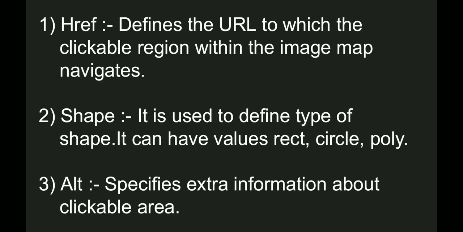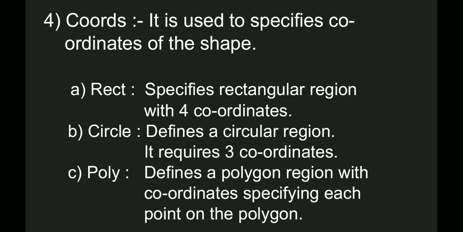The first attribute is href, which is used to define the URL to which the clickable region within the image map navigates. The second attribute is shape, which is used to define the type of shape. It can have values rect, circle and poly. The third attribute is alt, which is used to specify extra information about the clickable area. The last attribute is coords, which is used to specify the coordinates of the shape.